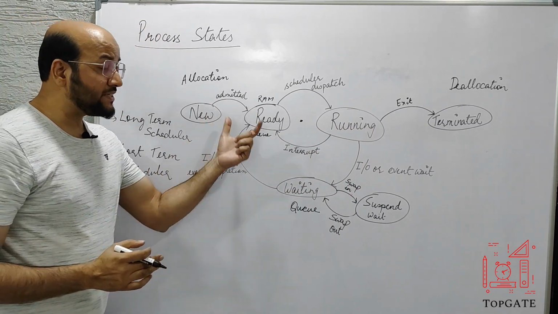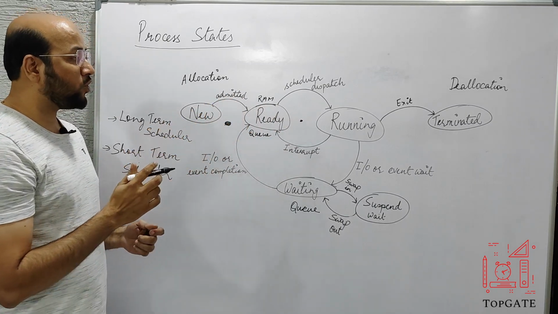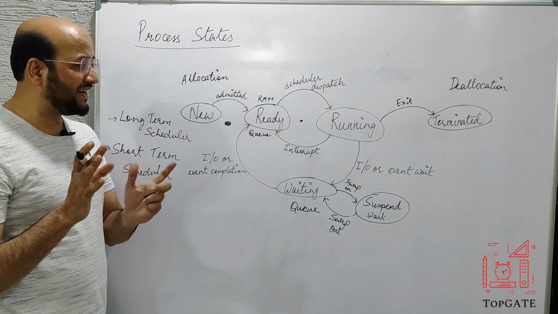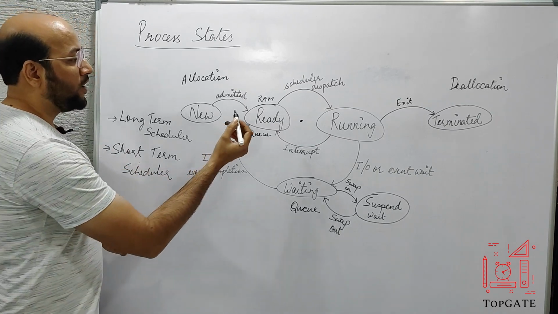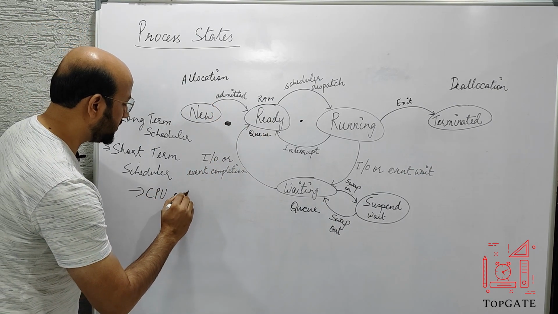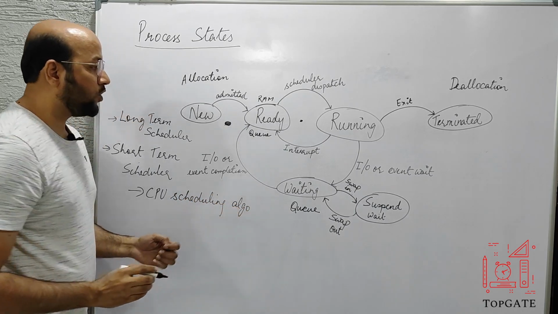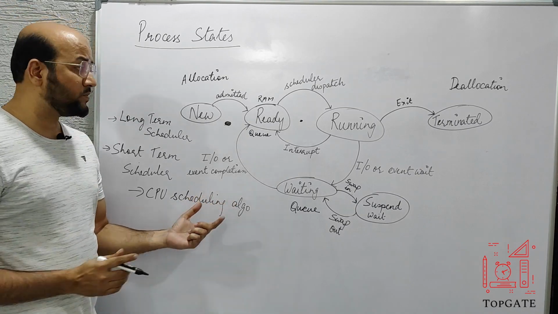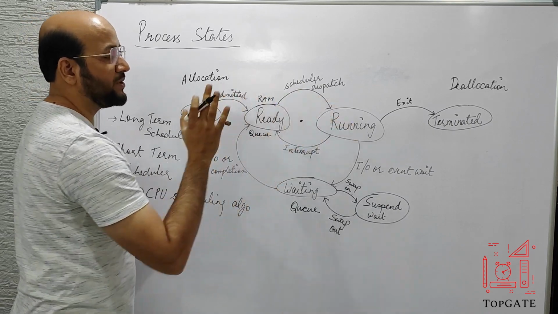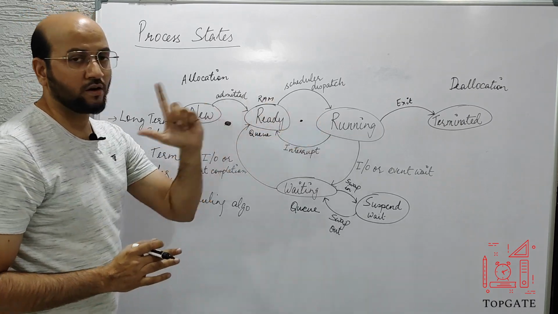Now, what is the basis on which this short-term scheduler picks the process from the ready queue? This depends on CPU scheduling algorithms. So, we have certain algorithms. We'll be discussing all the algorithms in detail in the upcoming videos. So on the basis of some CPU scheduling algorithms, it picks one process from the ready queue and dispatches it to the CPU, and the state of that process changes from the ready state to the running state.